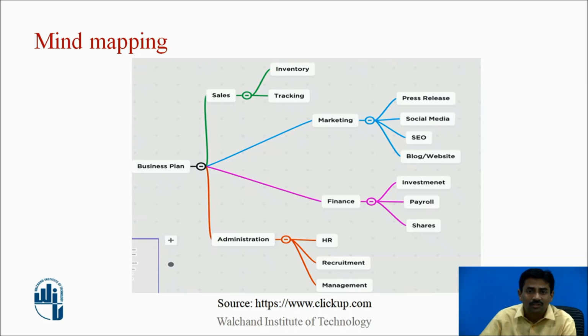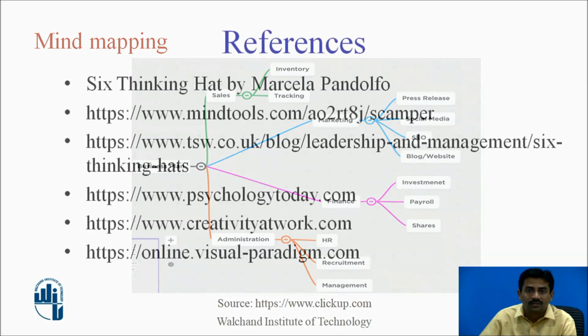And in administration, they would discuss human resources, how recruitment will be done, how many employees would be required, and the management aspect, what the roles will be and what rules and regulations this management would be executed under. So these are the different tools that we have discussed.